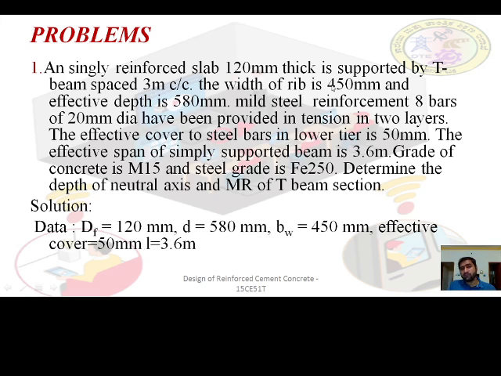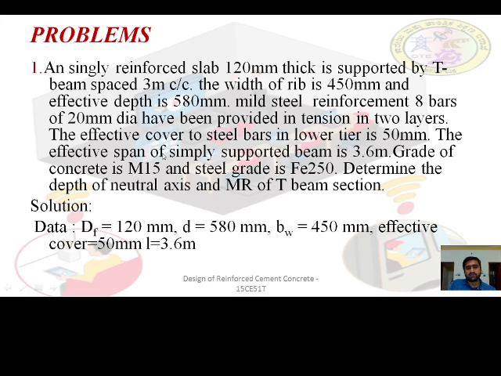Then the width of the rib is 450 mm, that is BW, the width of rib or width of web. Then D, the effective depth, is 550 mm. Small d is 580 mm. Then the effective cover is given as 50 mm, the effective cover of the steel bar in the lower tier.